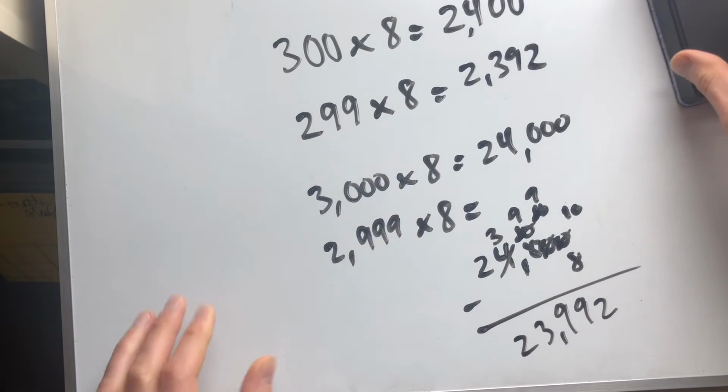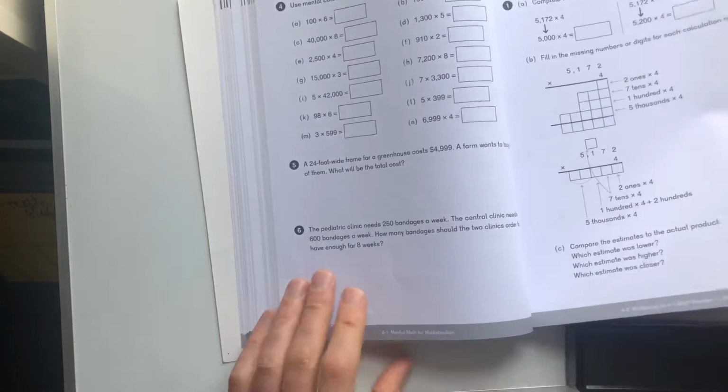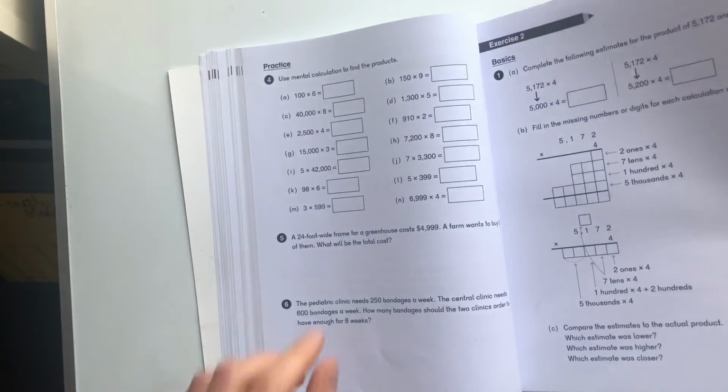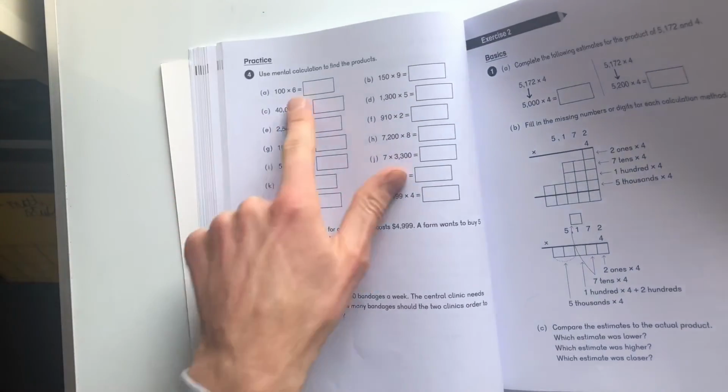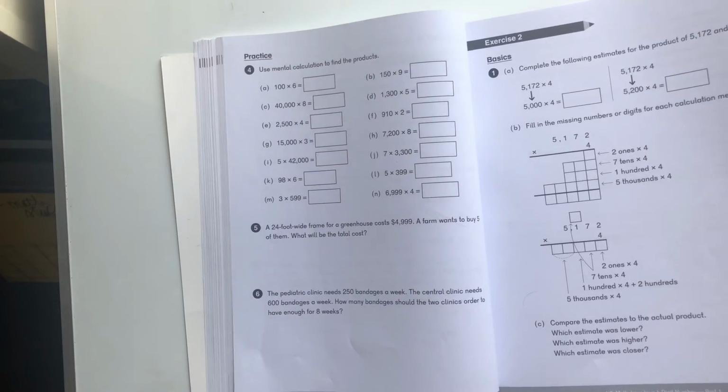So on the back, on this one, just do 5 of these problems. Number 4, just do 5 of those. So 100 times 6, well, what's 1 times 6? And now add the 2 zeros, because we're talking about hundreds.